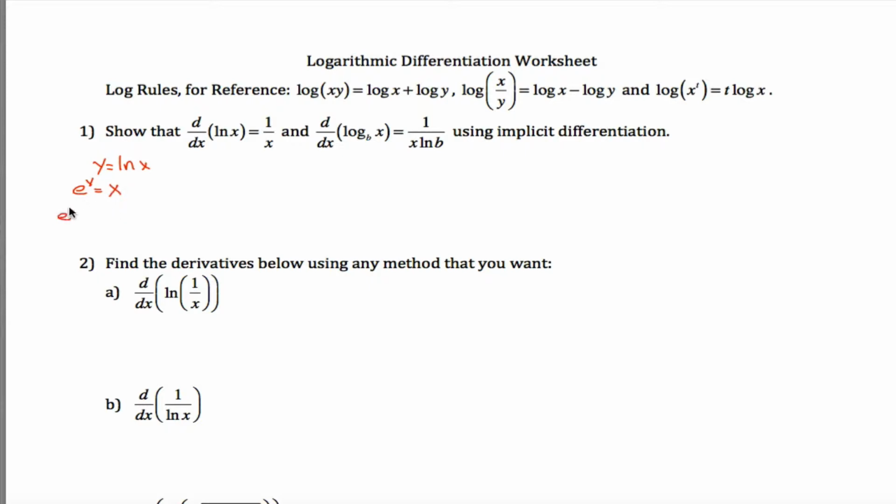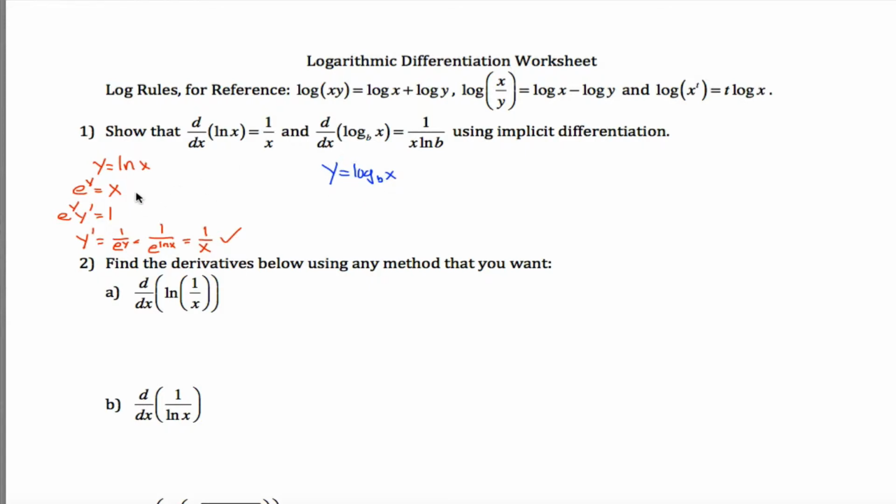And now I can take the derivative of both sides of the equation. That gives me e to the y times y prime equals 1. So y prime is equal to 1 over e to the y power. But since y is equal to the natural log of x, this is 1 over e to the natural log of x power. But e to the natural log of x is just x. So what I get is that y prime is 1 over x, which is what I was trying to show right here.